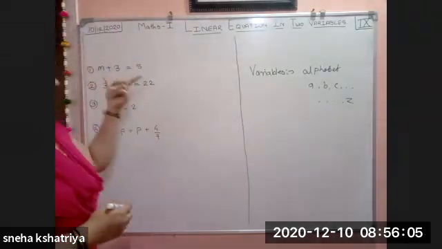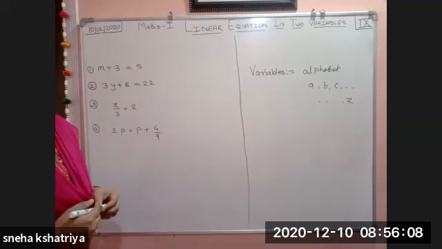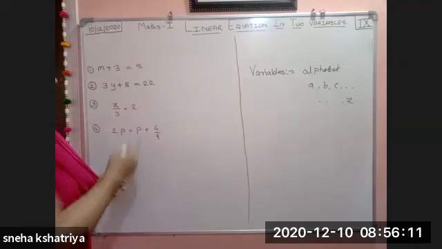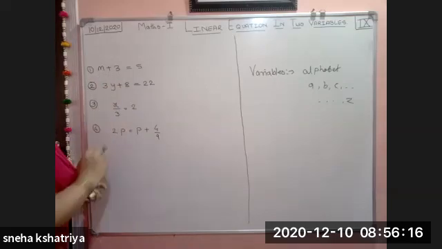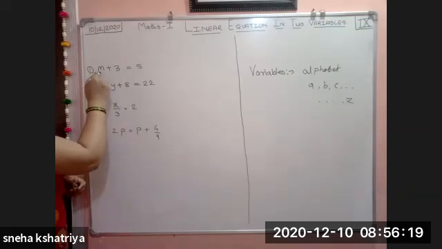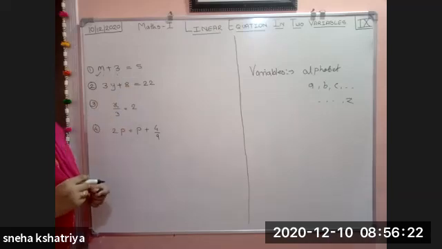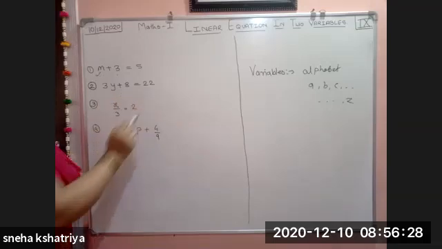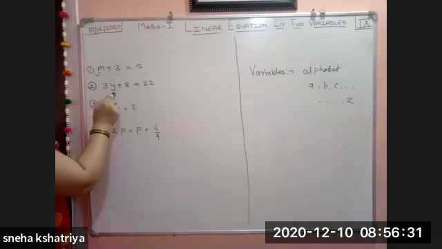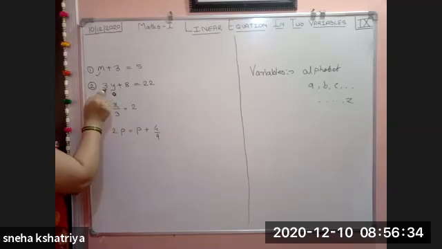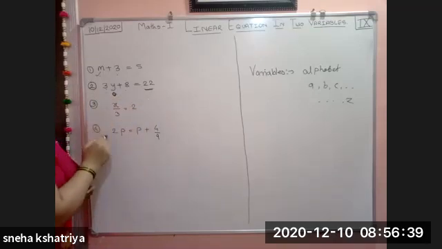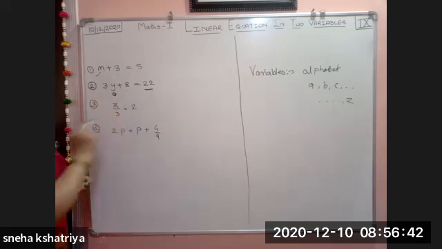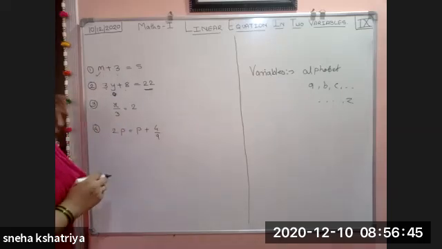Now we have already studied some examples in the last year. You have already gone through some kinds of examples which are given in your textbook. m plus 3 is equal to 5. Then what should be the value of m such that their addition is 5? So you have to write here the value of m. Similarly, 3y plus 8 is equal to 22. So what will be the value of y such that their multiplication with 3 and addition with 8 becomes 22? Similarly, x and p here. So here are some examples which you have gone through last year.